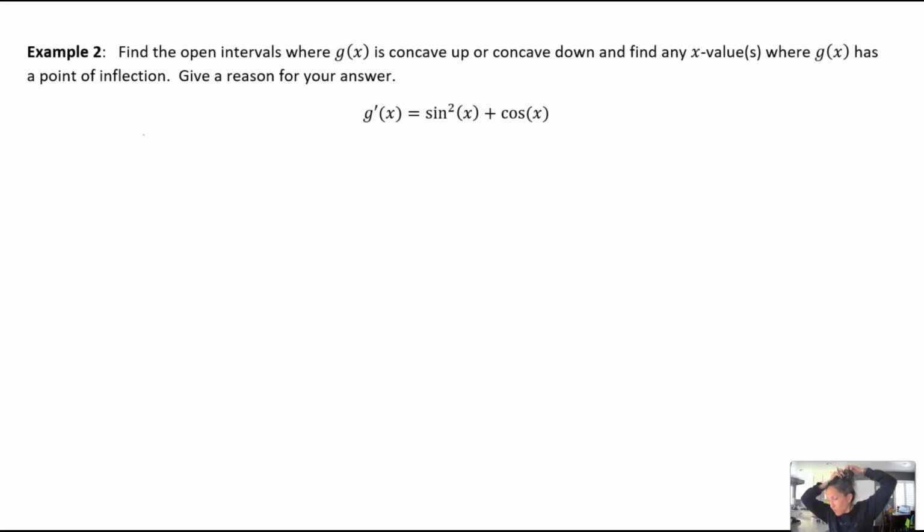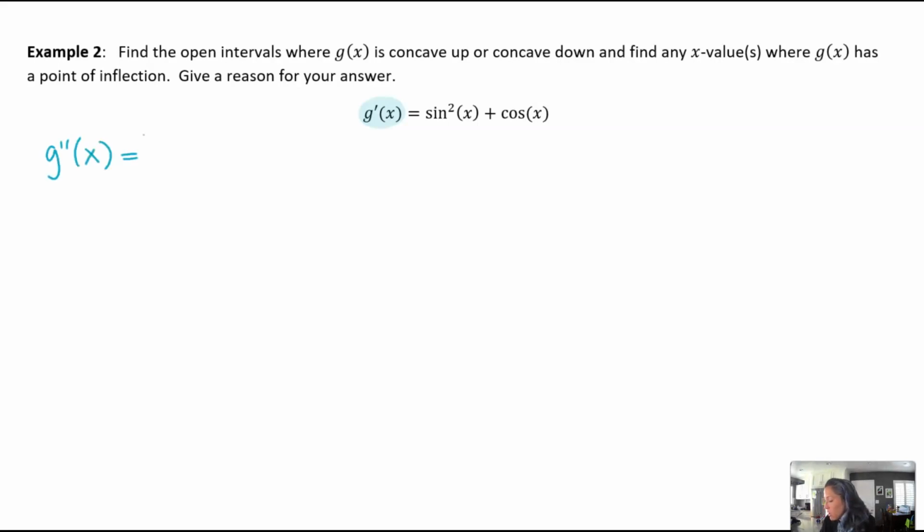All right, so example 2 is very similar to our last example. Obviously, we have trig now instead of a polynomial, but we're dealing with an algebraic definition of a function. We're being asked to find intervals of the concave up and concave down portions of our function and points of inflection. So we know we need a second derivative. A little bit different too, we've also been given a first derivative as opposed to the second, but we know if we take the derivative of a first derivative, we're at our second derivative.